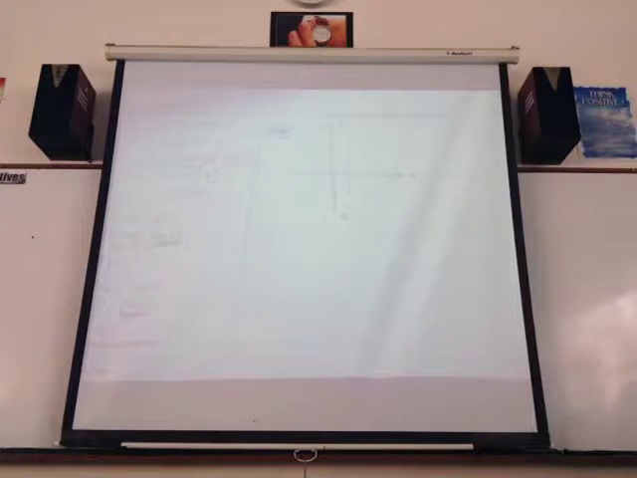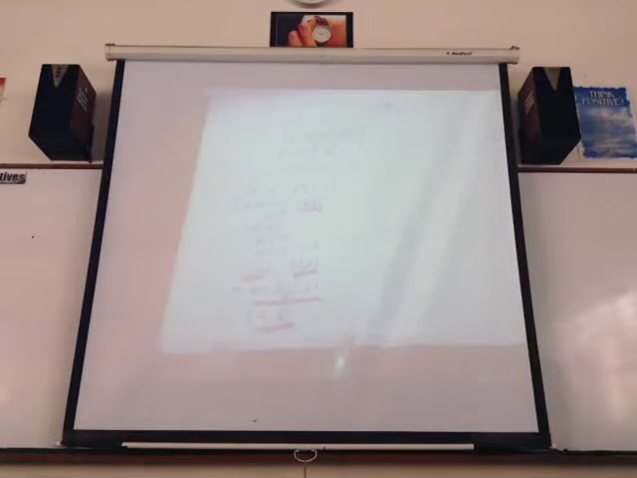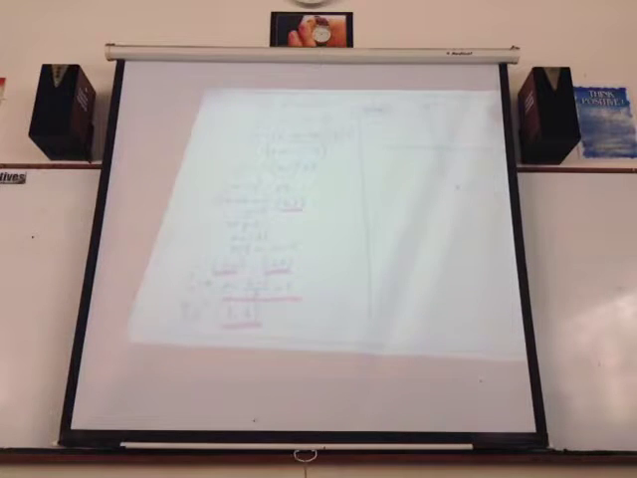x equals 1, right? Line of symmetry. (1, 4), right? (1, 4).